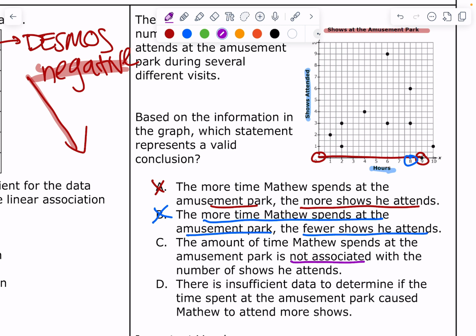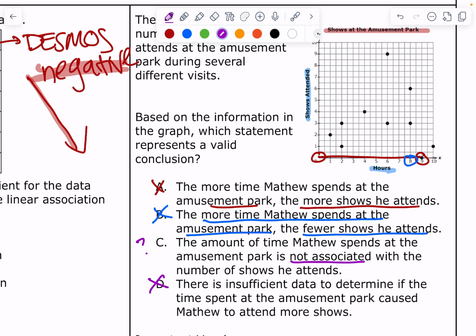Here, this kind of makes sense because there is no correlation. The points don't really make a line. They make kind of like a blob, they don't make a line. So, C, maybe. D, there is insufficient data to determine if the time spent at the amusement park caused Matthew to attend more shows. This doesn't really tell us anything.